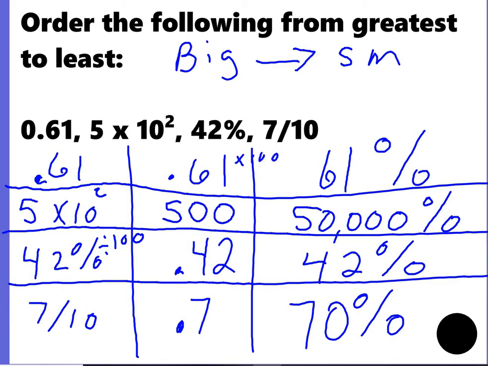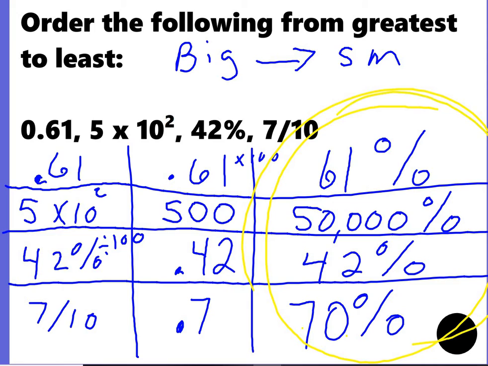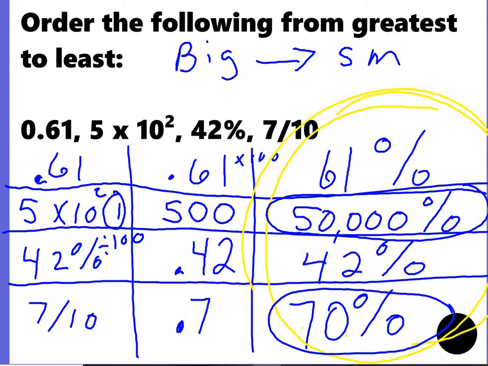Now, I'm going to suggest that you only look at this. You only look at the percentages because it's much easier to make things work that way. The first one that I'm looking for, the biggest, has got to be 50,000%. So this has got to be the biggest number, so it would go first. Then I've got 61%, 42%, and 70%.